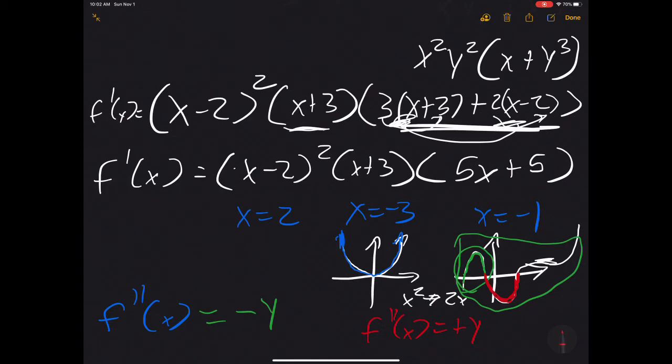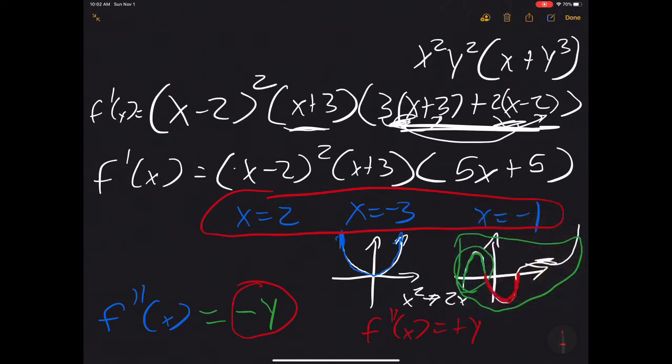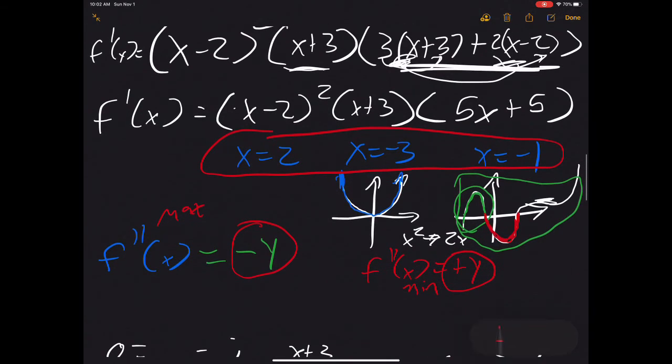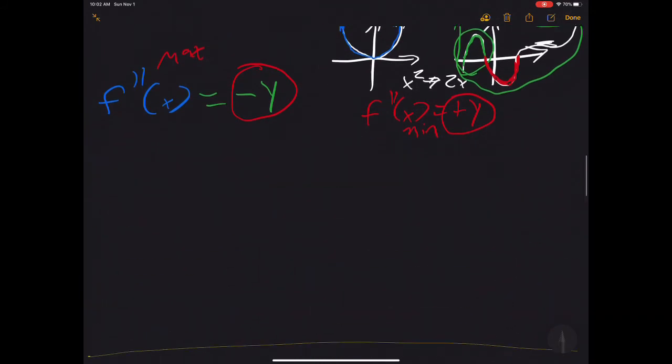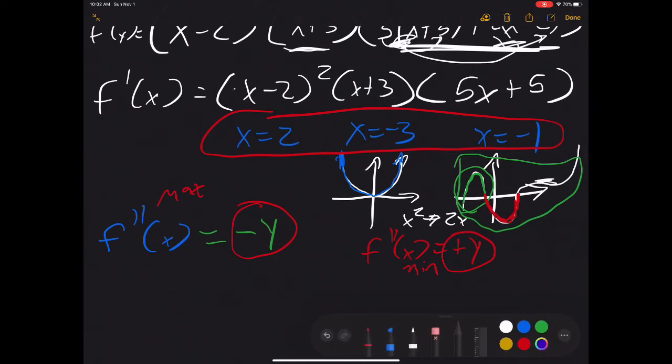So all we have to do now is take our second derivative, plug in our critical points, and if we get a negative value, we know that we have a local max. If we get a positive value, we know we have a local minimum. So this is a maximum, this is a minimum. So the hard part, finding the second derivative. Give myself some more room. And let's find the second derivative.